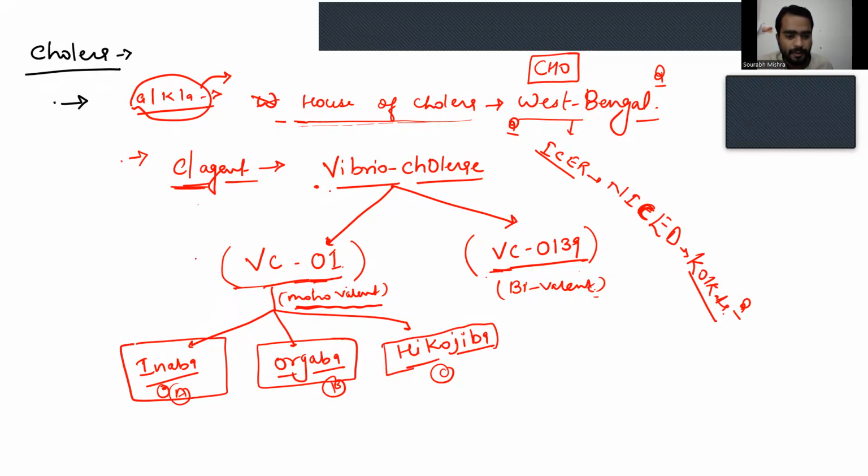So monovalent Vibrio cholerae O1 is divided into three strains: Inaba, Ogawa, and Hikojima. So this is your question: monovalent Vibrio cholerae is divided into Inaba, Ogawa, and Hikojima. And the second strain is Vibrio cholerae O139. It's a bivalent type of strain.